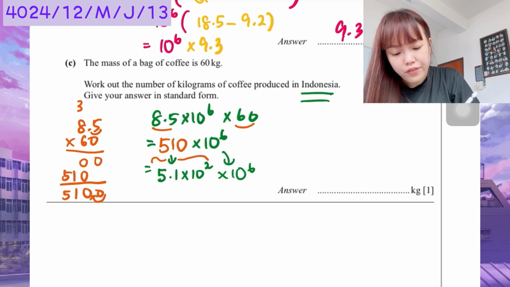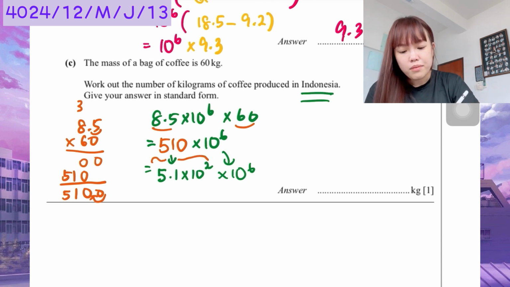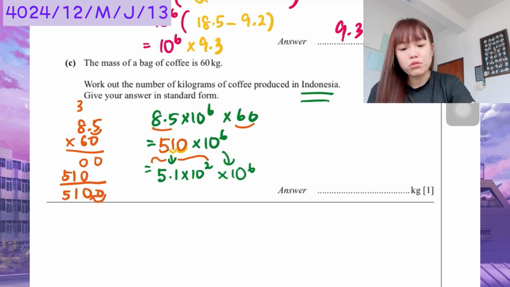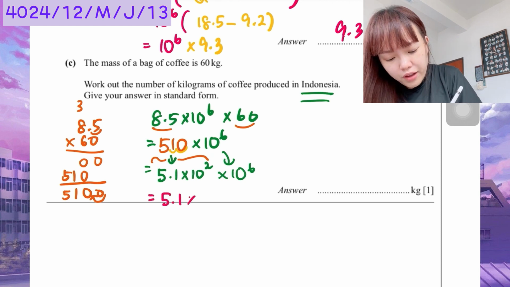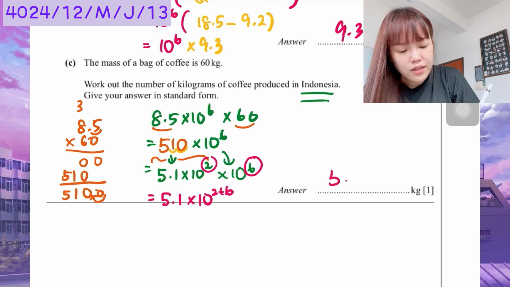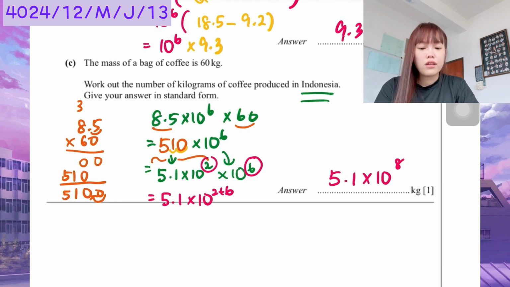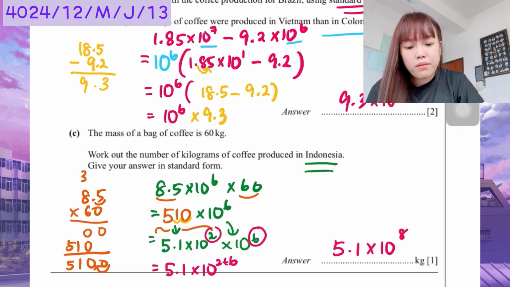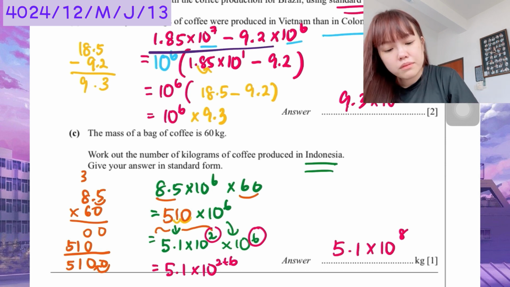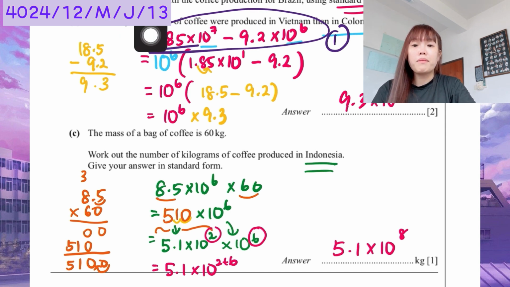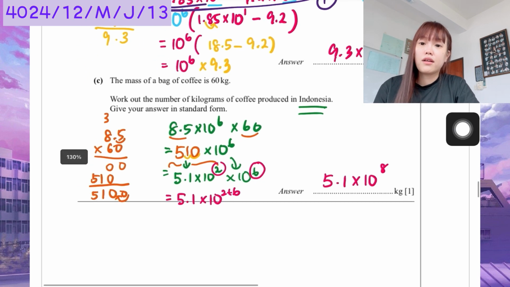510 is 5.1 times 10 squared, because the decimal place is here, 1, 2, so 10 to the power of 2. So here we will get 5.1 times 10 to the power of 2 plus 6, so it's 8. The answer is 5.1 times 10 to the power of 8. 1 mark. And as for your 18B, the 1 mark comes from here. As long as you show that you minus, you get 1 mark. This one minus, 1 mark. So final answer, 1 mark.